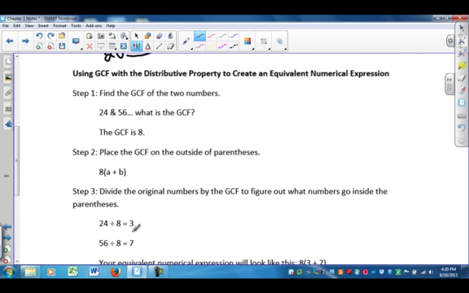Now, using GCF with the distributive property, you guys already know how to do GCF with the distributive property to create an equivalent numerical expression. Let me explain to you what an equivalent, that just means equal. Okay, equivalent means equal. Okay, and then numerical expression, obviously, we'll get to that.